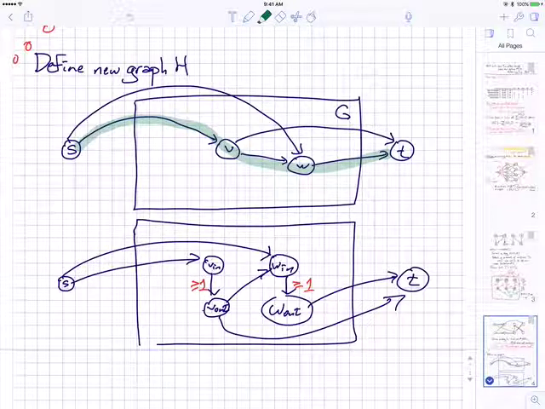So I'm going to have some flow that goes from S down and over to V in, to V out, to W in, down to W out, and then over to T. Again, given a path in the flow, I can map it back to a path in the original graph G. I have an edge going from V out to W in in this path, so that's going to be reflected by an edge from V to W in the original graph.